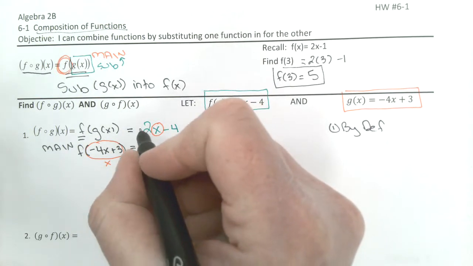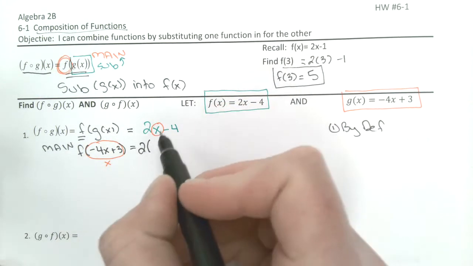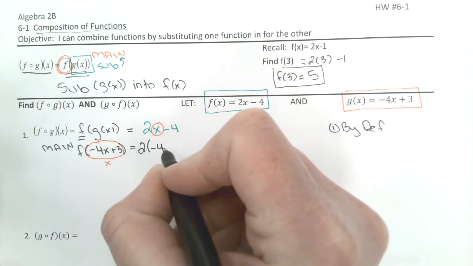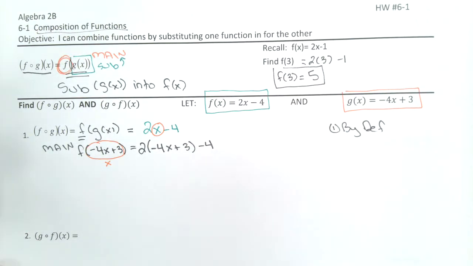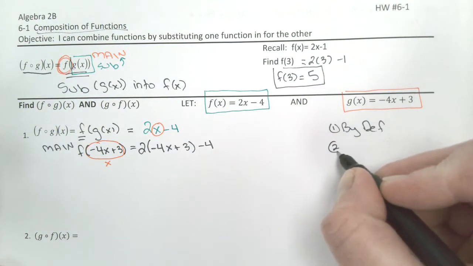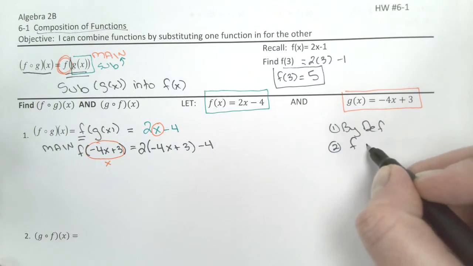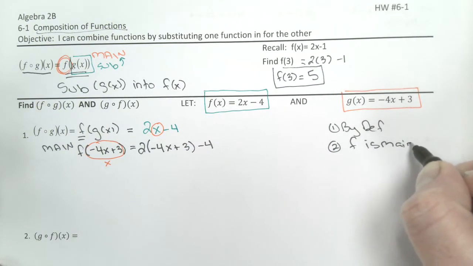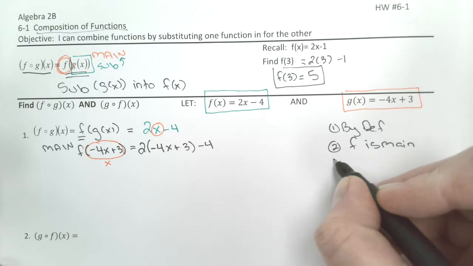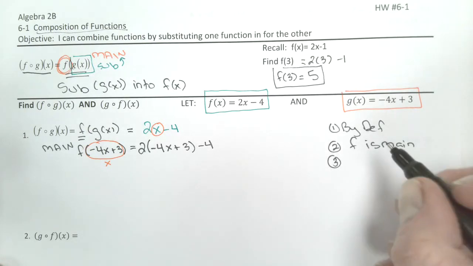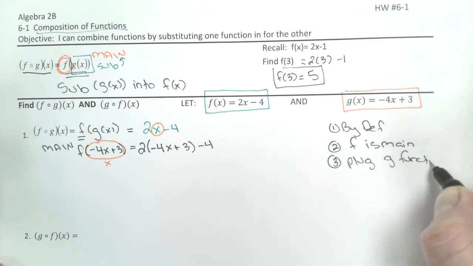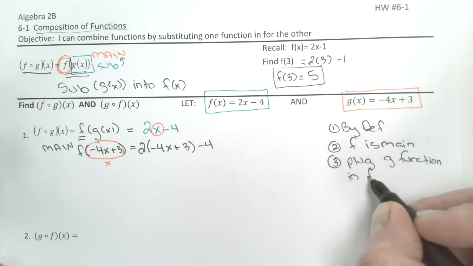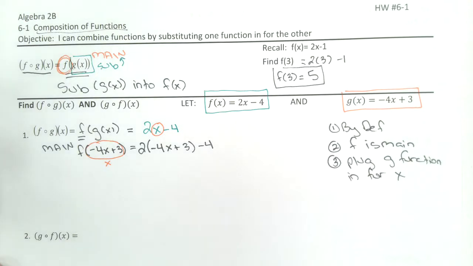So I keep everything else. I keep my 2. I need to use parentheses since I'm subbing 2 terms in place of that 1. All right, so what did I just do there? Let's see, so f is your main function. And then I also did step 3. I plugged my g function in for x. So that's what all I have done so far.